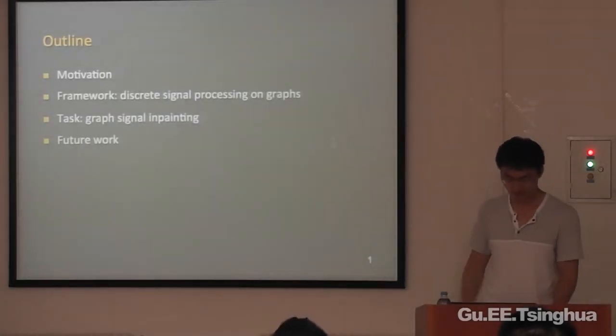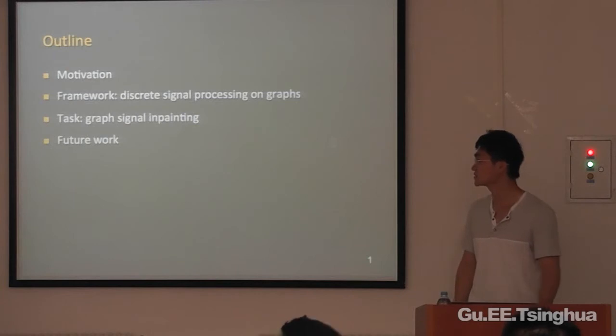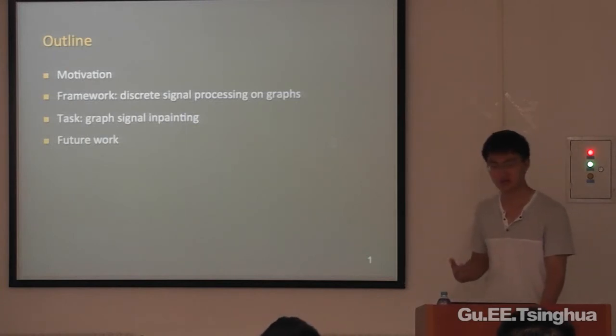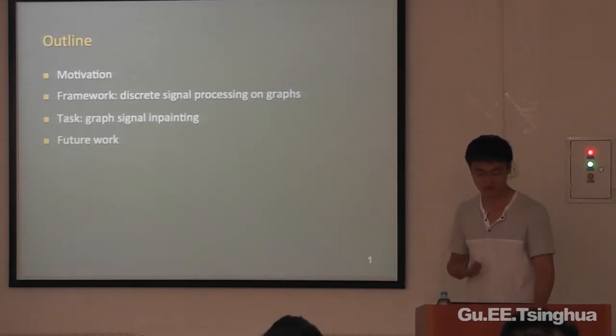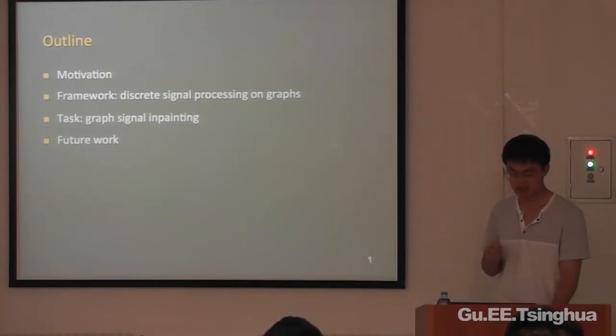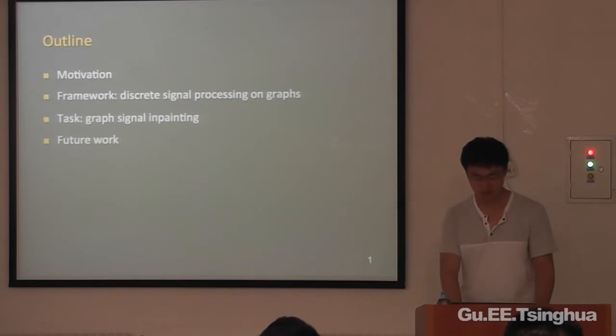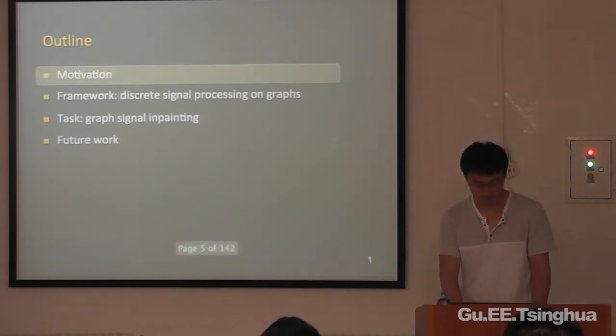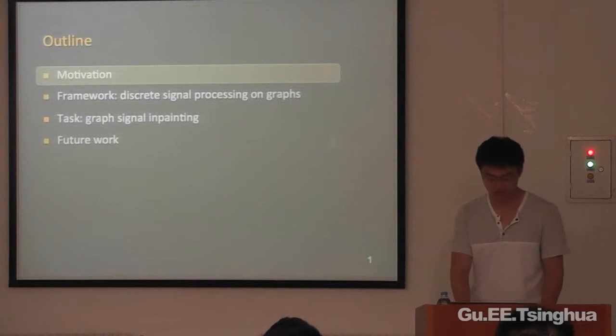So here's our outline today. First I will introduce the motivation, why we are interested in this topic. Then we go to the theoretical framework of discrete signal processing on graphs. Then a specific task called signal inpainting. And then we'll talk about some future work. So let's start with the motivation.